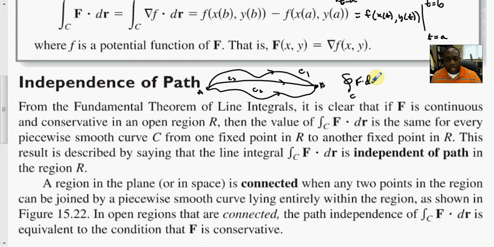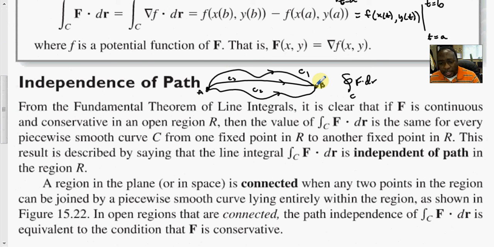Well, one key to help you to determine, instead of trying to find each line integral along the different paths, C1, C2, and C3, is to find out if capital F is conservative. If capital F is conservative, then automatically the line integral is said to be independent of path. And so that simply helps us to know that you don't have to compute all of the line integrals of different curves if you know that you're going from one fixed point A to one fixed point B. That's the key.